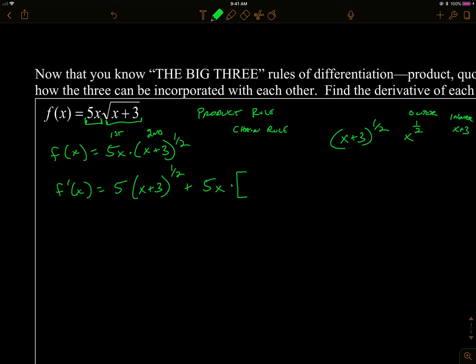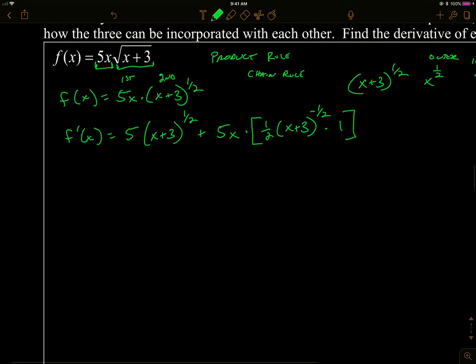Do the derivative of the outer. So the 1/2 comes down. I recopy the inner, and I reduce the power by 1. So I did a power rule on that outer function. Now times the derivative of the inner. So the derivative of x plus 3 is just 1. So there is product rule with chain rule in it.